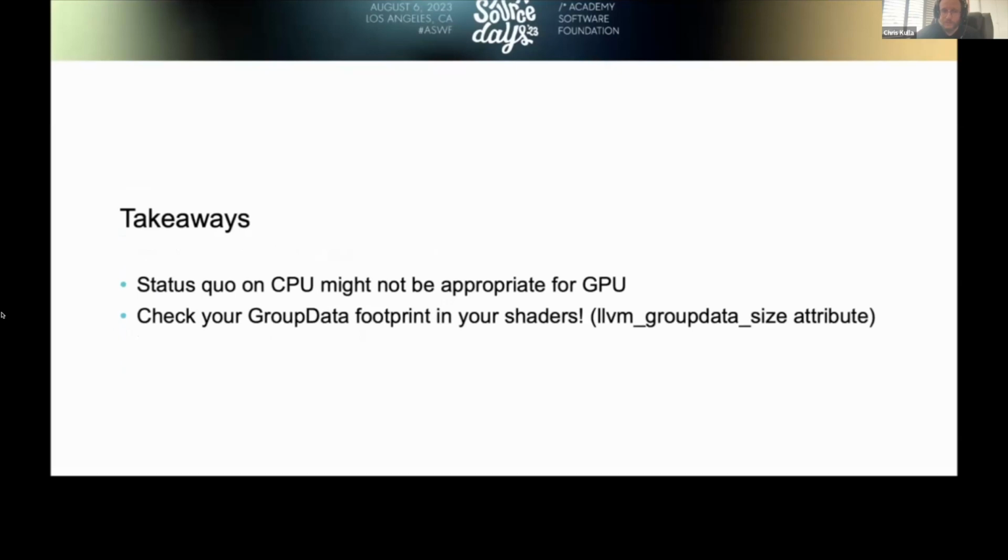So takeaways. When we benchmarked that improvement on CPU, we didn't really see a huge benefit. The lesson I've taken from this is that your status quo on CPU might just be a huge bottleneck on GPU. So I encourage you to dive in and find out. And if you need a place to start, we exposed the LLVM group data size attribute on shader groups so that you can check yourself.